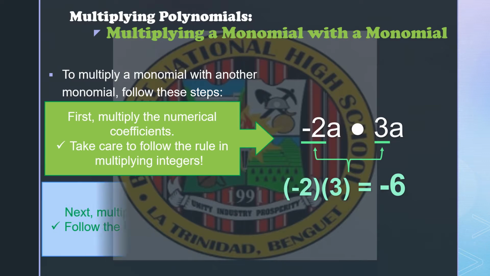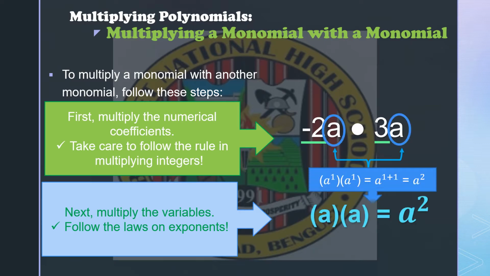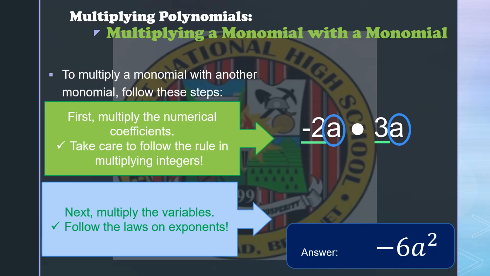Next, we multiply the variables. We also follow the laws on exponents here. When we multiply variables, especially when they are the same, we copy the common variable and add the exponents of the variables. Thus, a times a is equal to a squared. We then put together -6 and a squared to form our final answer, which is -6a squared.